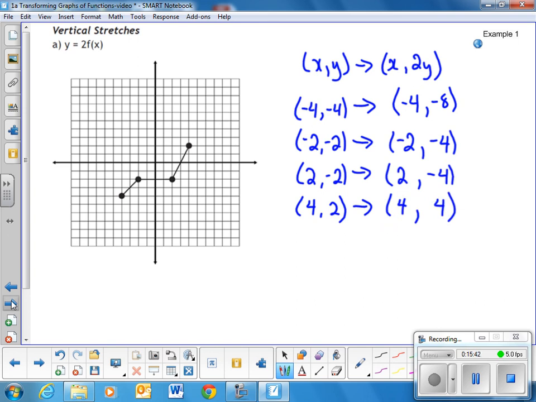Let's look at what happens to our graph. So (-4, -8), (-2, -4), (2, -4), and (4, 4). Here's what our new graph looks like. So it's changed shape because all of the points above the x-axis get pulled further away from the x-axis. All of our points below the x-axis get stretched further away. So this is called a vertical stretch about the x-axis.